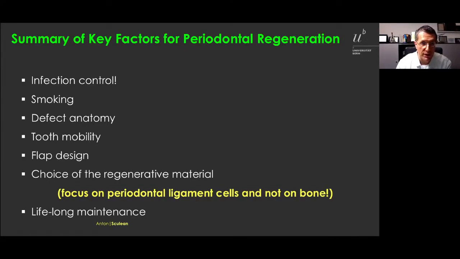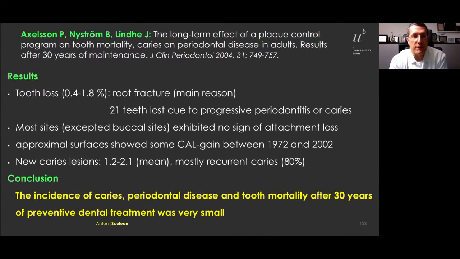And I can show you one very nice example. This classical study by the group of Axelsson and Lindhe. You see the follow-up of 30 years. And these patients were diagnosed with a severe periodontitis. What type of treatment they have received? It was non-surgical and surgical periodontal therapy. And this treatment reduced the pockets. The patients were enrolled in maintenance, very thorough maintenance done by dental hygienists.